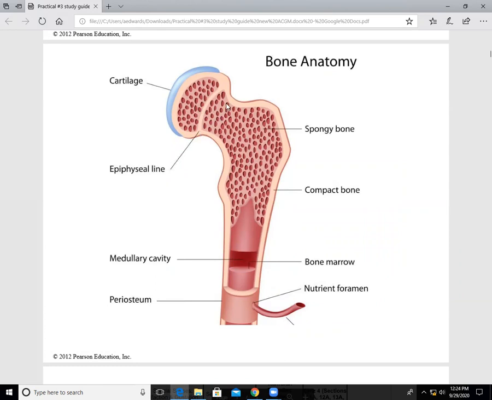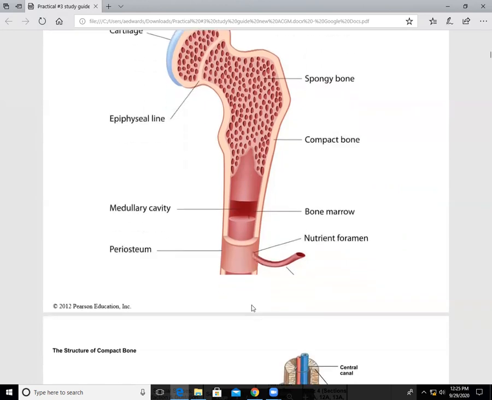All right, so here's a mature bone, so you have an epiphyseal line separating your epiphysis from your diaphysis. This bone has a layer of articular cartilage over it. The outer covering of the compact bone is called periosteum. This bone has a blood vessel going in, so it's a nutrient vessel, and it goes through a hole called a nutrient foramen.